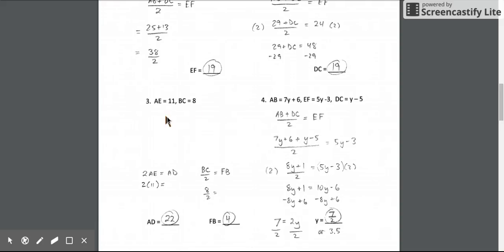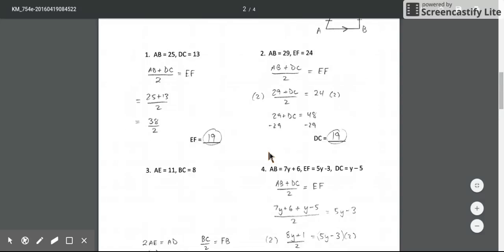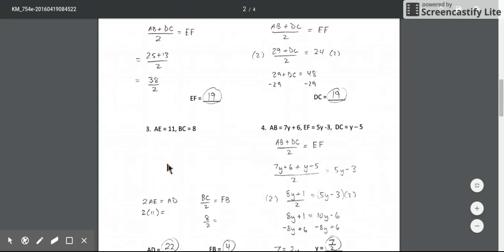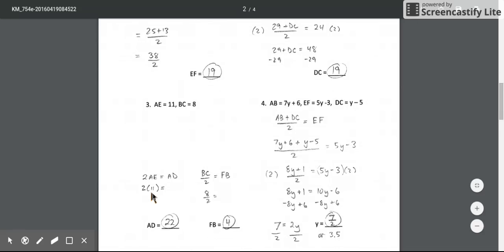All right, in number 3, we're given AE's length, and we're asked to solve for AD. Let's see how AE and AD relate. AE is half of AD, or if I double AE, I can get AD. So let's do 2 times AE equals AD, or we could take AD divided by 2, and that would equal AE. So 2 times 11, 2 times AE gives us AD, which is 22.